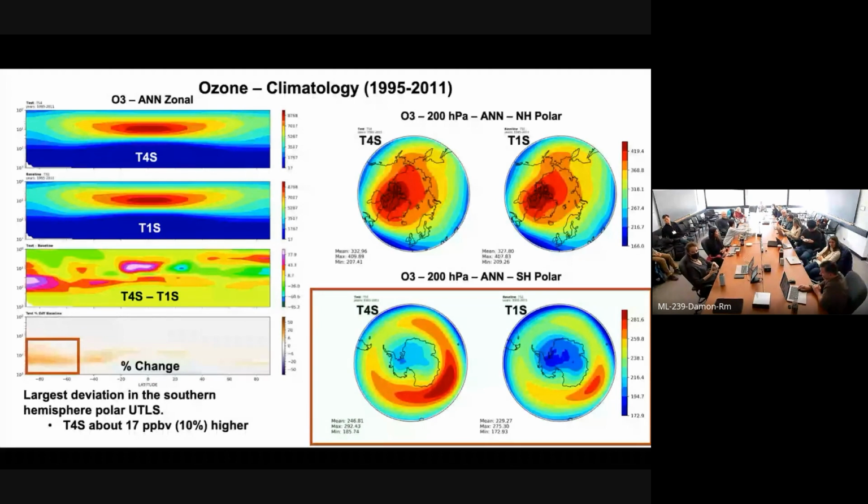And you see that on the right. These are 200 hectopascal polar plots. The top two panels are Northern Hemisphere with T4S on the left and T1S on the right, and the bottom is the Southern Hemisphere. And you can see in the 200 hectopascal plots that difference a little bit. So that is one thing that we see that is a little bit different, but the Northern Hemisphere does look very similar.